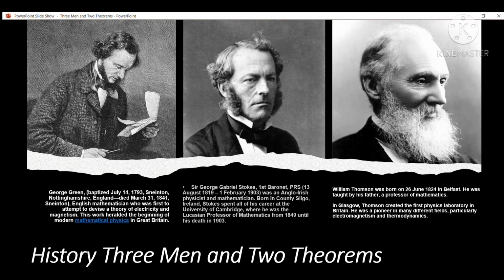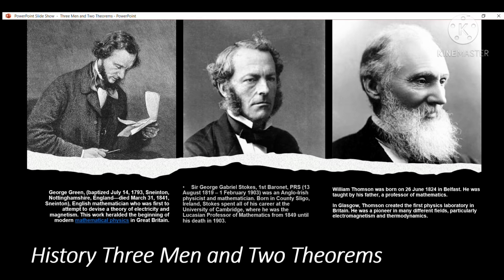Okay, the second man is Sir George Stokes. He was born on 13 August 1819 and died on 1 February 1903. He was an Anglo-Irish physicist and mathematician born in County Sligo, Ireland. Stokes spent all of his career at the University of Cambridge, where he was the Lucasian Professor of Mathematics from 1849 until his death in 1903.